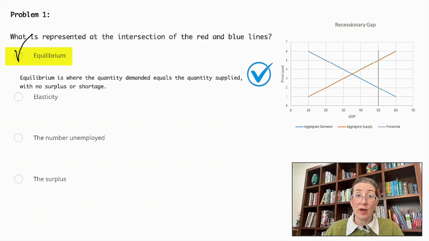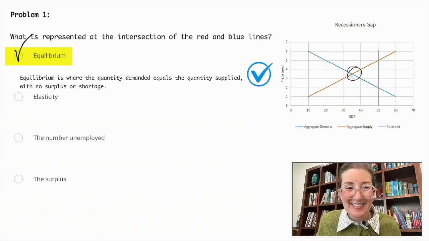Equilibrium occurs where the quantity of goods demanded equals the quantity of goods supplied. At this point, there is no surplus or shortage in the market. On the graph, this point is where the aggregate supply curve intersects with the aggregate demand curve, indicating the price level and GDP at which the economy is in balance.